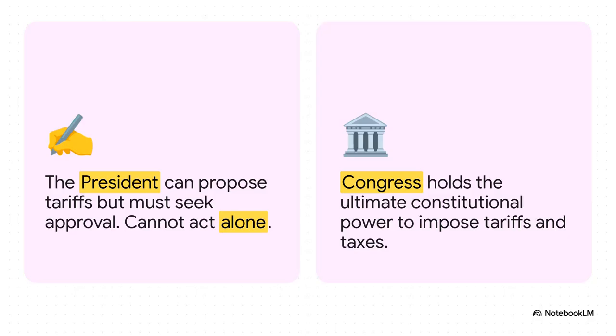You can think of it like this. A president can absolutely propose tariffs. They can negotiate trade deals. But the Constitution is really clear that only Congress has the ultimate authority to actually make them happen. The president can't just decide to do it on their own with the stroke of a pen.